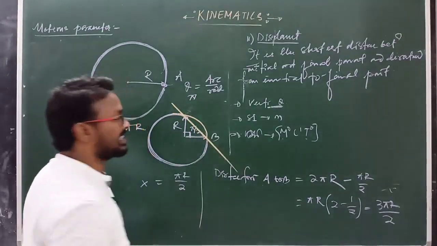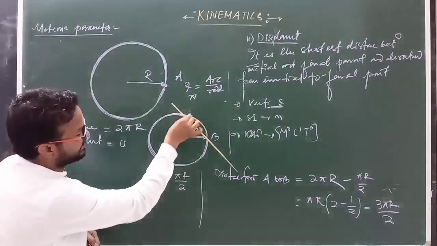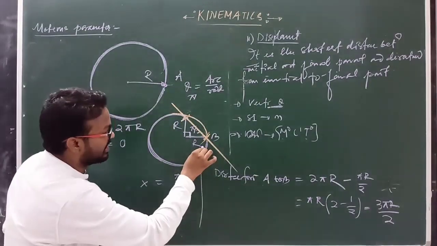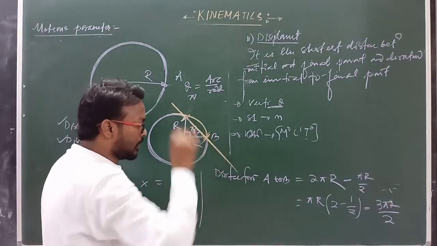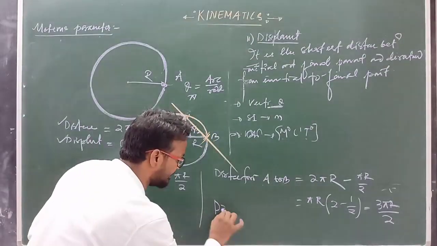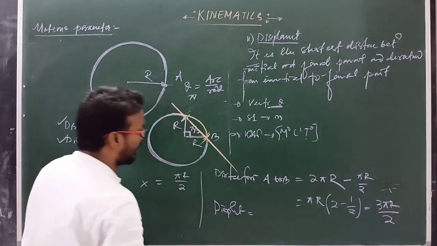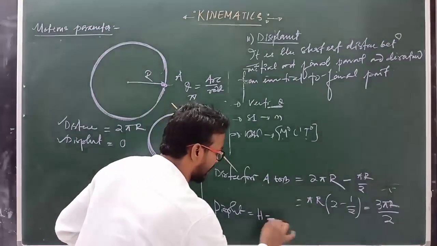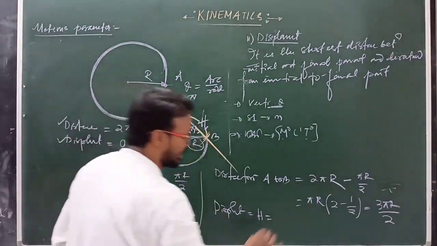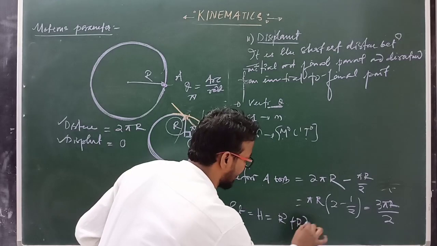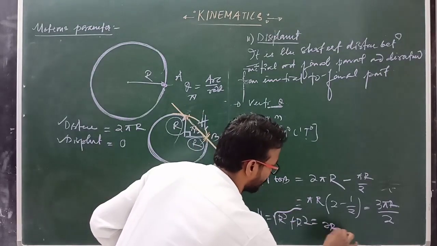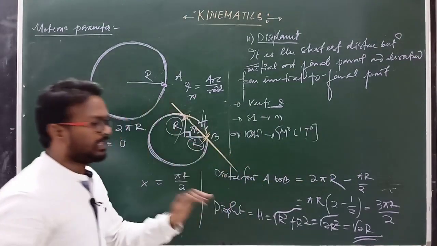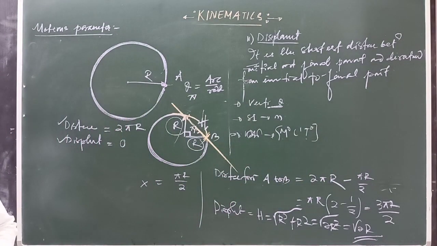First we have to draw a straight line, and this straight line from this point A to this point B is known as displacement. But here this is radius and this is angle 90. So according to Pythagoras theorem, you can write displacement equal to this distance, suppose h. So h equal to how much? R square plus R square. So R square plus R square under root, that is 2r square under root, and answer will be root 2 into r. This is the difference between distance and displacement.